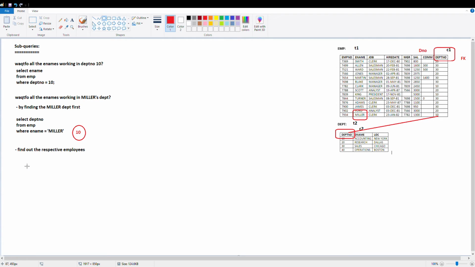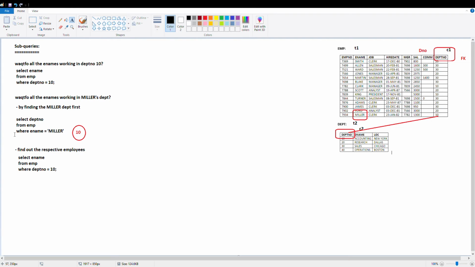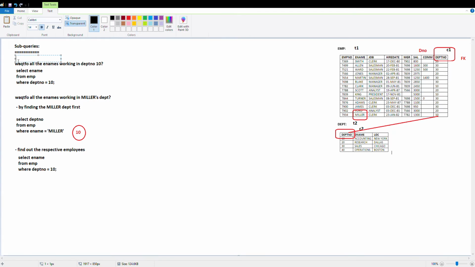So once I've got the output of this query, I found out Miller's department, and then I'm going to answer the final question. What is the final question? I want to find out all the employees who work in Miller's department. Since we have found Miller's department to be 10, we can write our final query: select ename from EMP where department number is equal to 10. So to solve the second question, I am writing two queries.